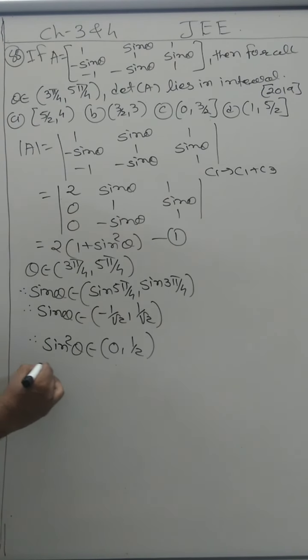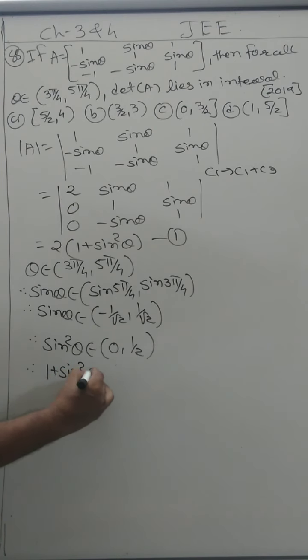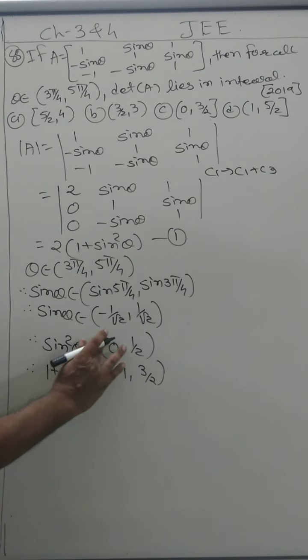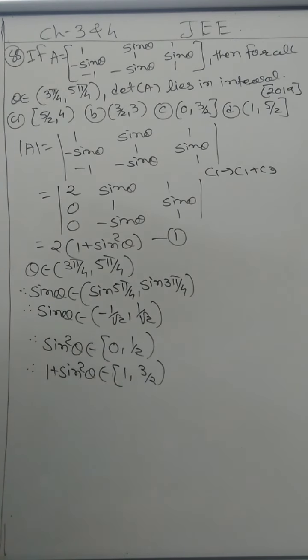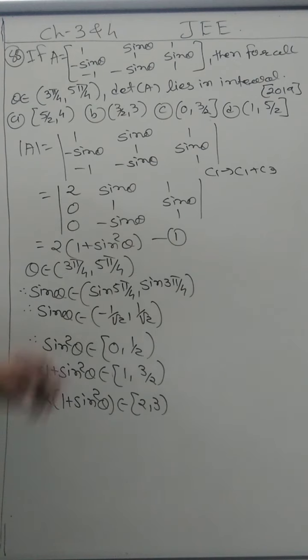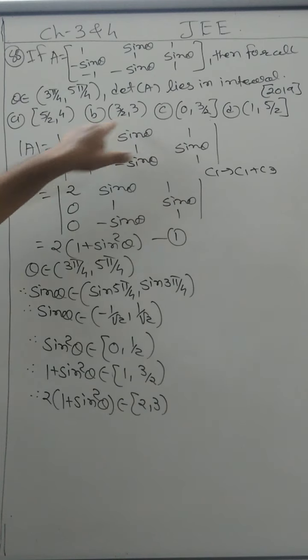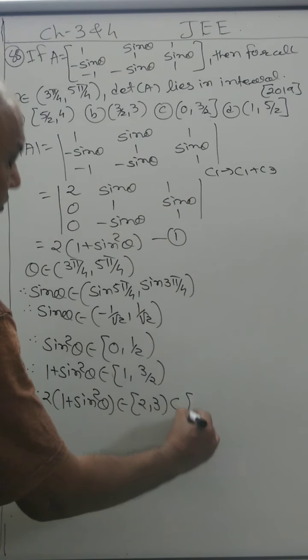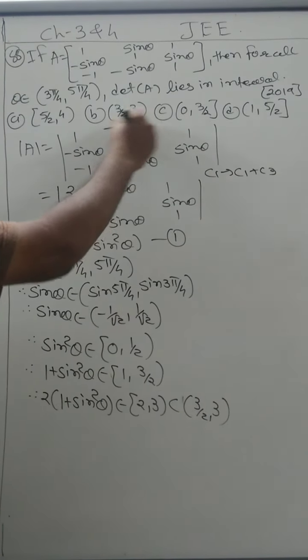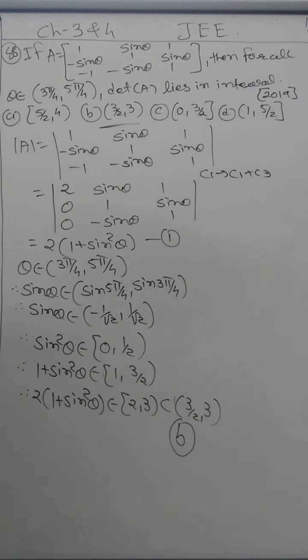Now we add 1 plus sin square theta. Then it belongs to 1 to 3 by 2. Okay, here 0 is included. We multiply by 2, then we get 2 times (1 plus sin square theta) belongs to 2 to 3. Now here we have some intervals, and if you see, the interval 3 by 2 to 3 is a subset of 3 by 2 to 3. So our answer is B. B is the answer of our question.